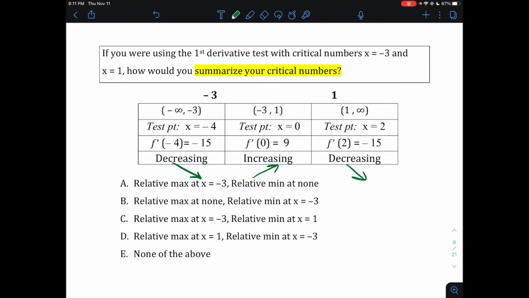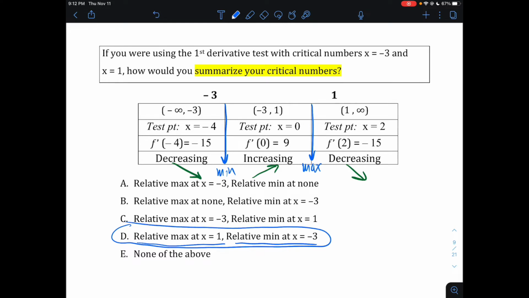So what that means is at the critical number -3, we get what's at the bottom of a graph that goes down and then comes back up. That would be a minimum. And then at the critical number 1, there's a maximum. So we have a relative max at 1 and a relative min at -3. And so our answer here is D. Organizing your information into a chart like this is really helpful in trying to get to these answers.